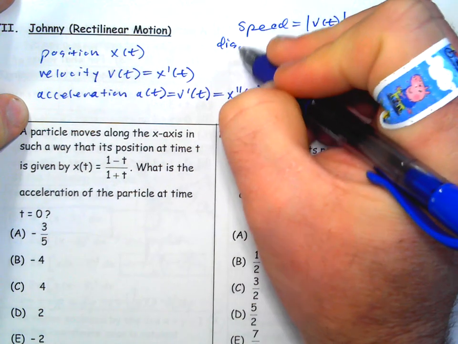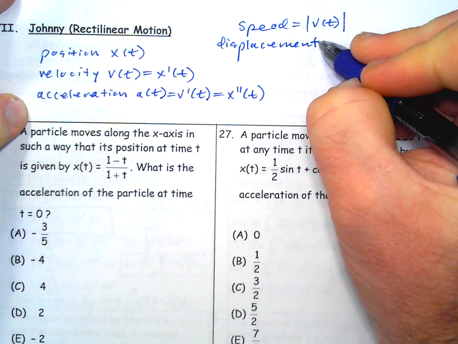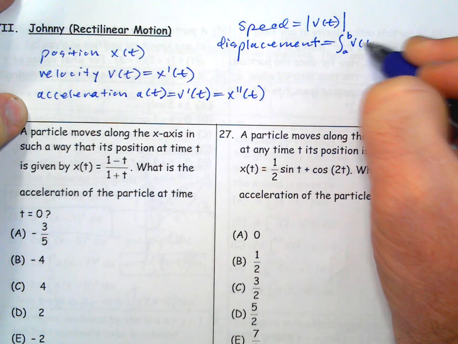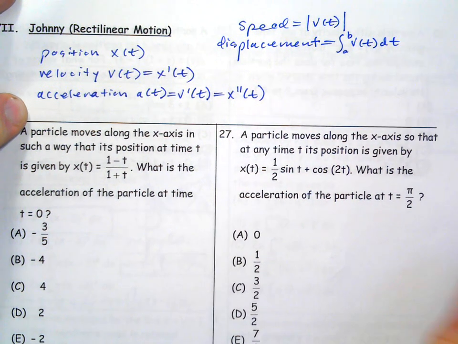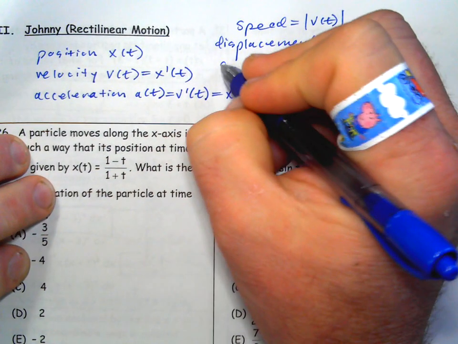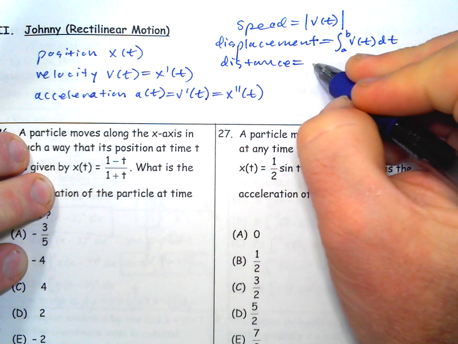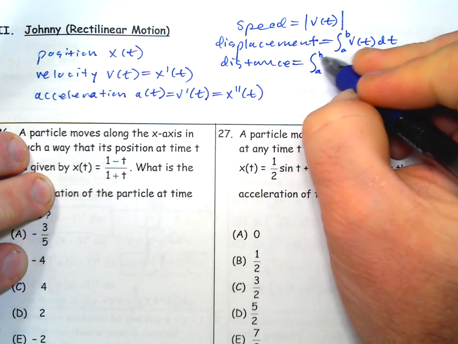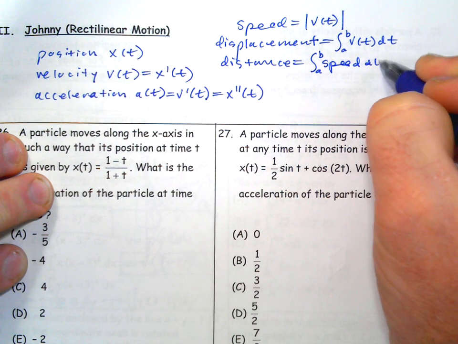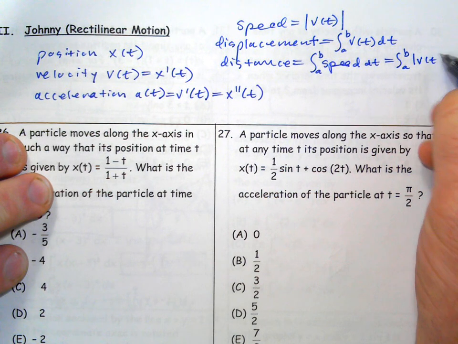Displacement is just your overall change in position, so that's the integral of velocity. Anytime you integrate the derivative of something, you get the overall change in what the thing is a derivative of. Now, distance is a special thing for motion, and it's the integral of speed, which is the integral of the absolute value of velocity.